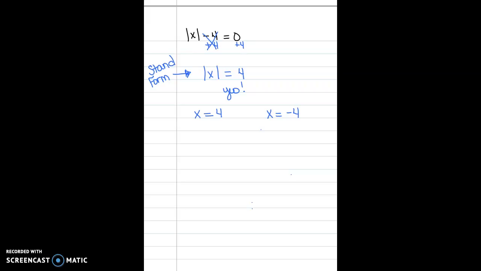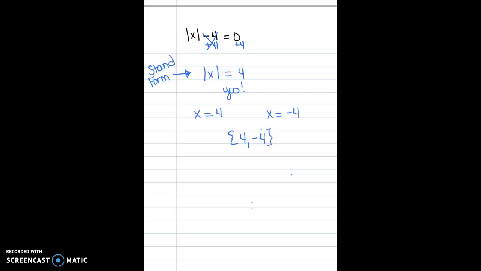Solve those two equations. Well, they are already solved. X is on a side by itself. That's what makes this problem so easy, but students think they're missing it. This is already solved, so the two solutions are 4 and -4. And if it asked you to graph it, you would put a dot on 4 and -4.